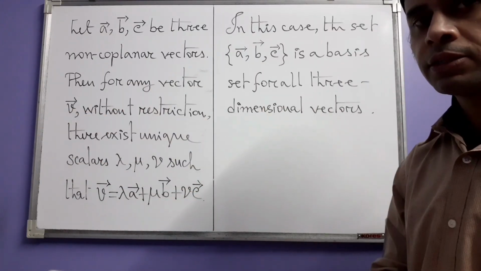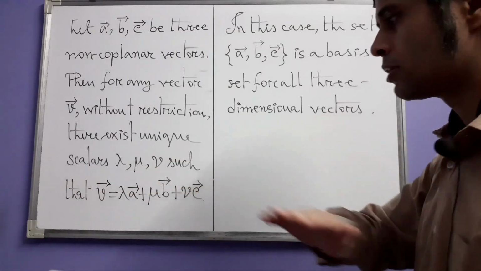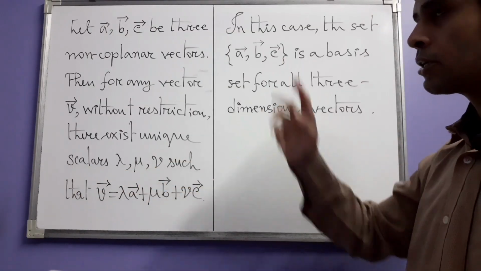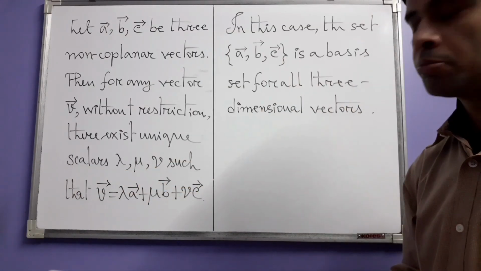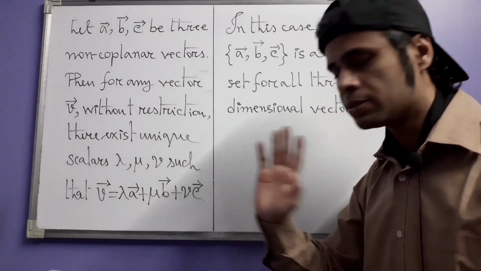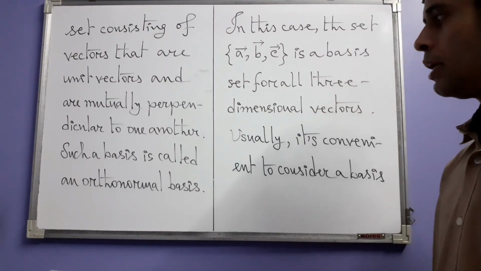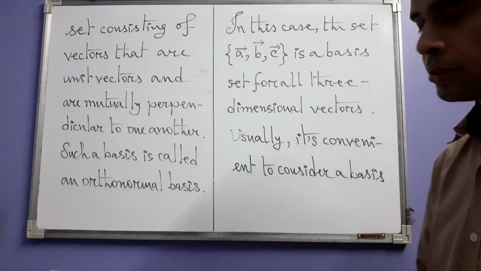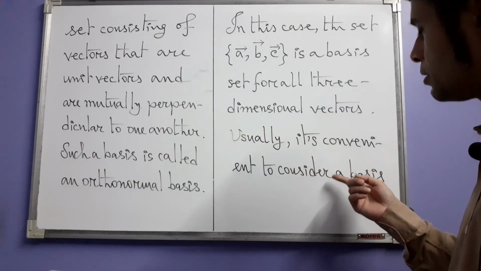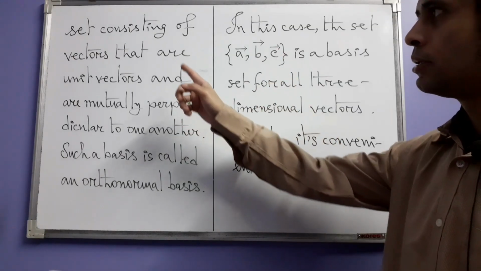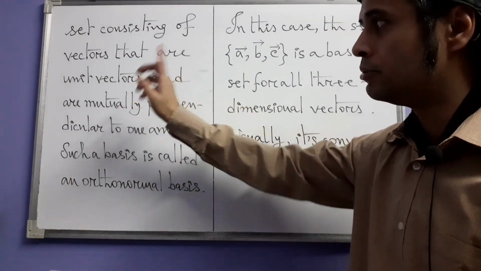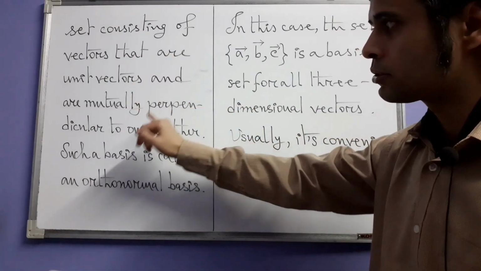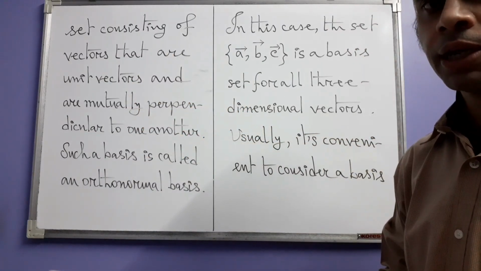With two vectors you can generate a two-dimensional plane. With three vectors you can generate three-dimensional space. In what sense? In this sense. And we can then also choose such bases with more convenience. Usually it is convenient to consider a basis set consisting of vectors that are unit vectors and which are also mutually perpendicular to one another.